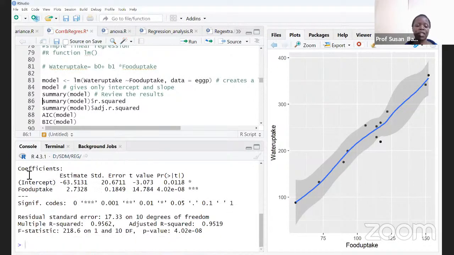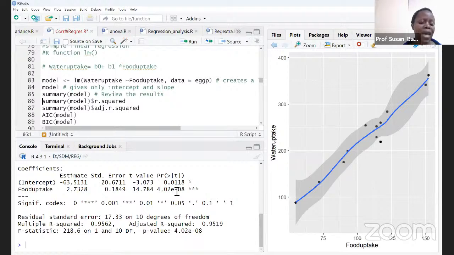So let's look at the coefficients, ladies and gentlemen. In your console, you should have coefficients. And we are interested in the hypothesis that the null says that there is no linear relationship between water uptake and food uptake. And we are testing that hypothesis at 5%, which is the same as 0.05 probability. So when we go to the slope, it's the one testing the linear relationship, and the slope corresponds to food uptake. Our estimate of the slope is 2.733. The p-value corresponding to the slope is 4.02 to the power minus 8.